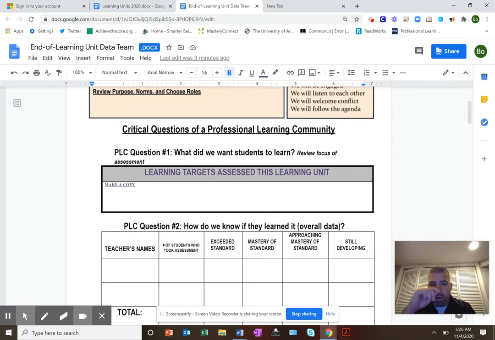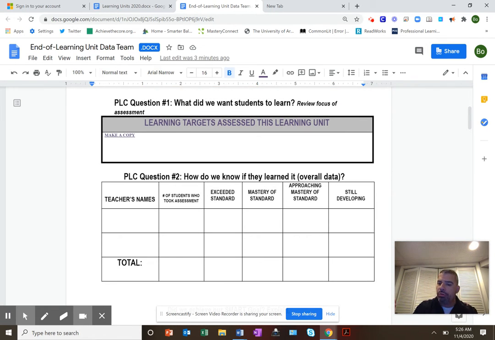Then they go over here. Question number one, what did we want students to learn over this month? What were the priority standards that the kids had to master over this month? And then they go overall. How do we know if they learned it? What's the overall data? What's it telling us?